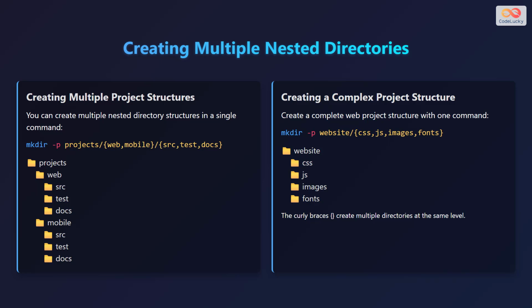Another example is creating a complex web project structure with one command, mkdir -p website/{css,js,images,fonts}. This command creates a website directory and then creates css, js, images, and fonts inside it. The curly braces allow you to create multiple directories at the same level with a single command.